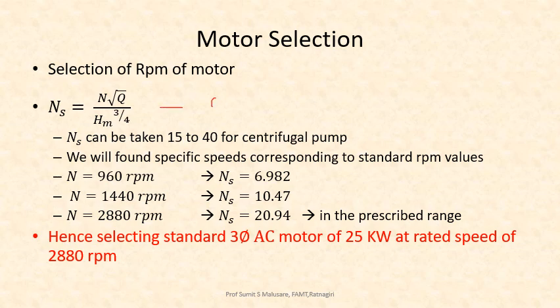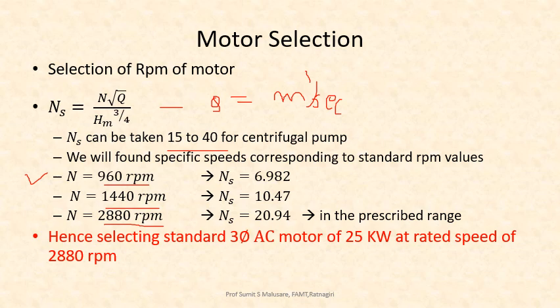This is the formula if you have to put the value of Q in terms of meter cube per second. Now Ns, as per the standard pump manuals, should be kept in between 15 to 40 for a centrifugal pump. So instead of playing with those numbers directly, I have taken the standard RPM of the standard motors, that is 960 rpm, 1440 rpm and 2880 rpm.